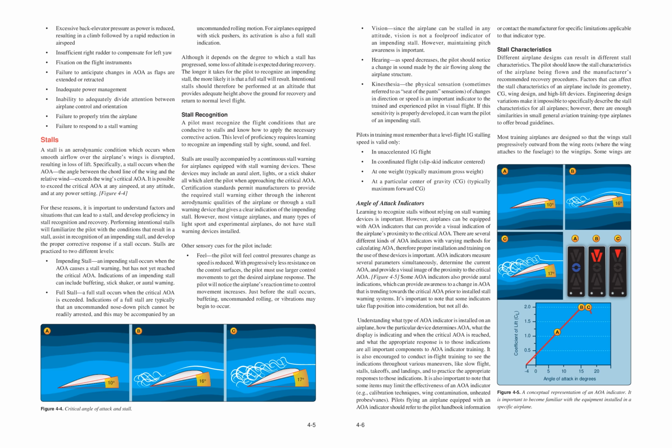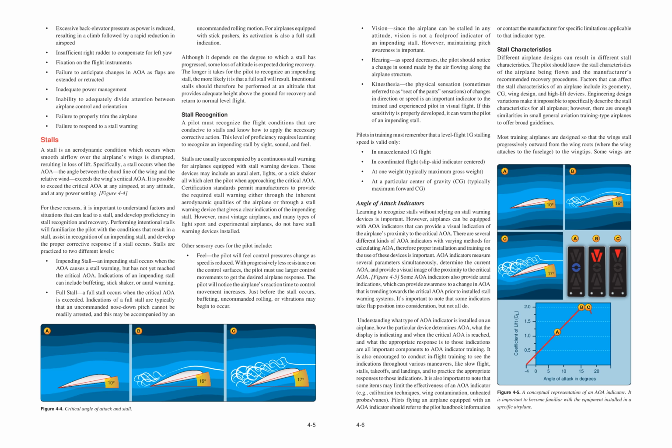Stalls. A stall is an aerodynamic condition which occurs when smooth airflow over the airplane's wings is disrupted, resulting in loss of lift. Specifically, a stall occurs when the AOA, the angle between the chord line of the wing and the relative wind, exceeds the wing's critical AOA. It is possible to exceed the critical AOA at any airspeed, at any attitude, and at any power setting. Figure 4.4. For these reasons, it is important to understand factors and situations that can lead to a stall, and develop proficiency in stall recognition and recovery.